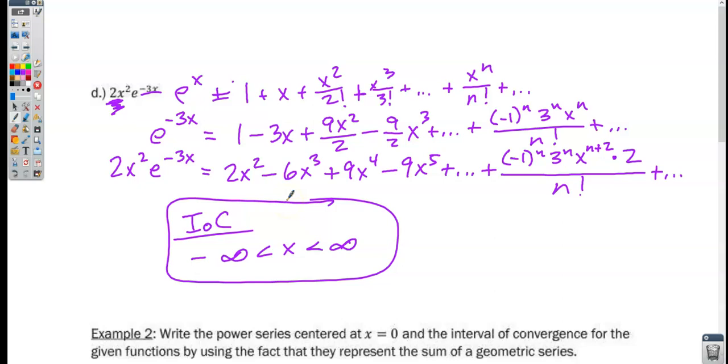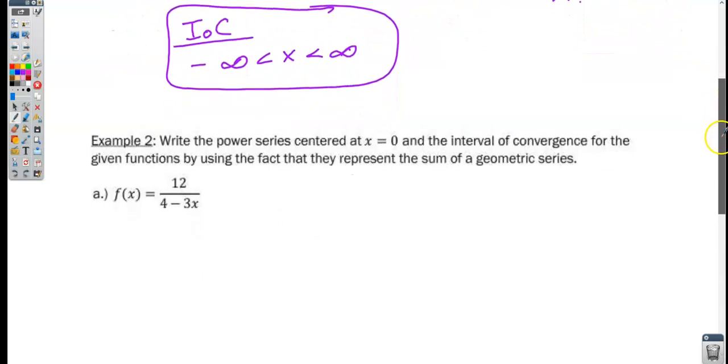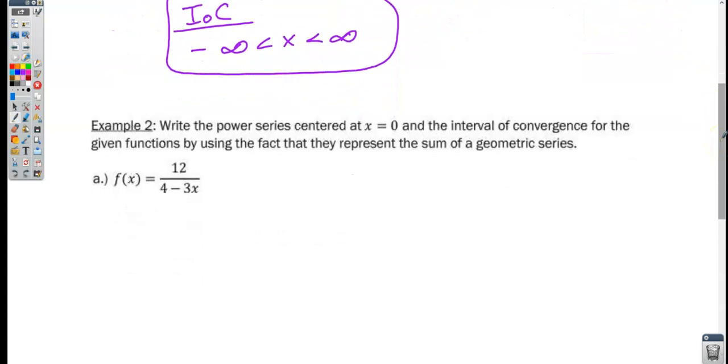All right. Cool. So that's how we can build various series representing various functions by using some algebra, some substitution, some multiplication. There's all kinds of things that we can do. Tinker around with some examples and you'll get kind of a handle on how to do a lot of this stuff. In example 2, we're going to write a power series centered at x equals 0 and find the interval of convergence for the given functions by using the fact that these are all geometric series. These are the sums of geometric series.